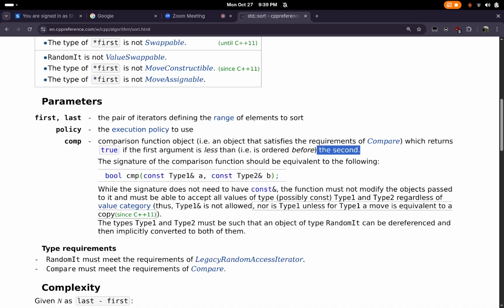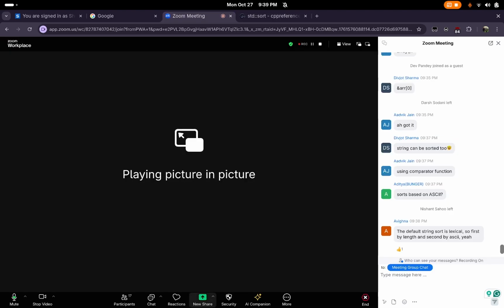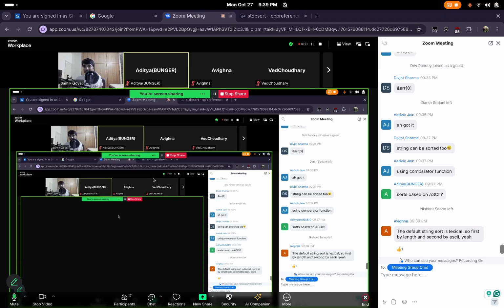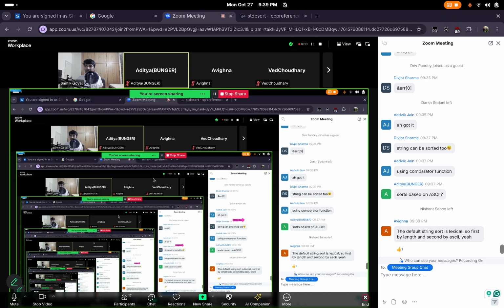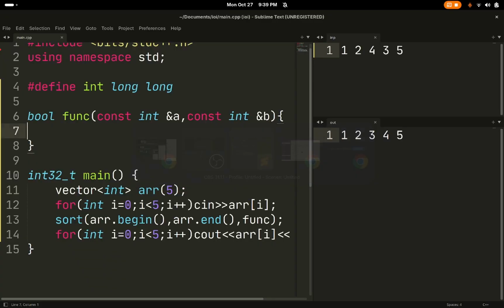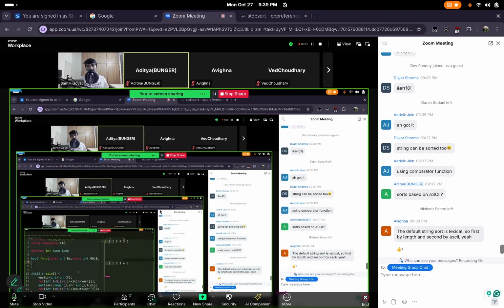Now, the important part here is this. It should return true if the first argument is less than the second. How you define that is up to you. Sometimes that might be based on the year, that might be based on the mileage, that might be based upon the year in which it was introduced. It can be literally anything. I hope that's clear.